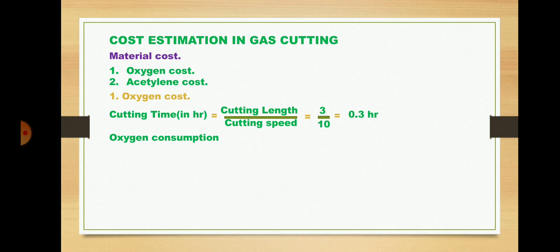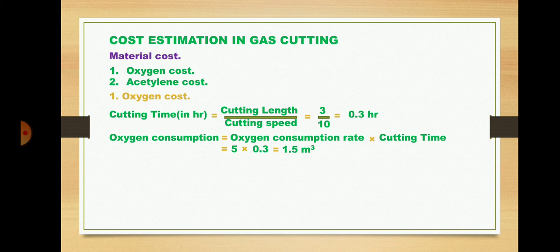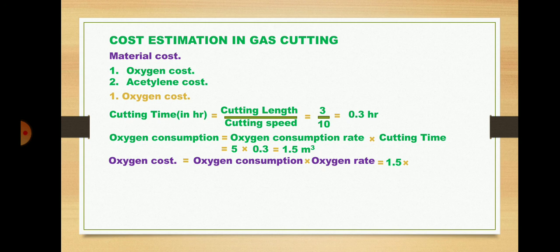Now oxygen consumption equals oxygen consumption rate in meter cube per hour into cutting time. The oxygen consumption rate is 5 and cutting time is 0.3, so it is equal to 1.5 meter cube. Now oxygen cost equals oxygen consumption into oxygen rate. The oxygen consumption is 1.5 and the oxygen rate is 12 rupees, so it is equal to 18 rupees.